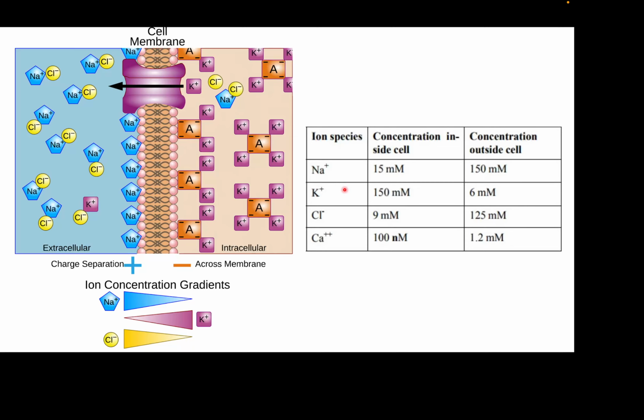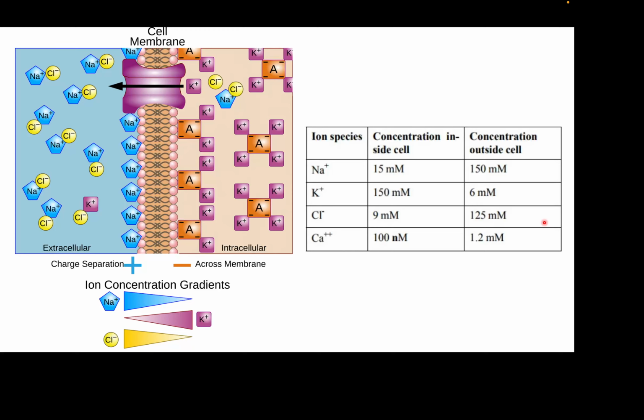millimolar. If we talk about potassium, which is more inside in comparison to the outside, it is again 150 millimolar and 6 millimolar. If we talk about chloride, which is more outside in comparison to the inside of a cell, it is 9 millimolar and 125 millimolar respectively, right?